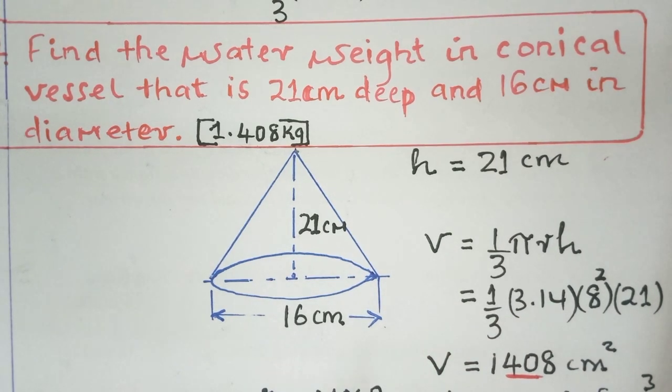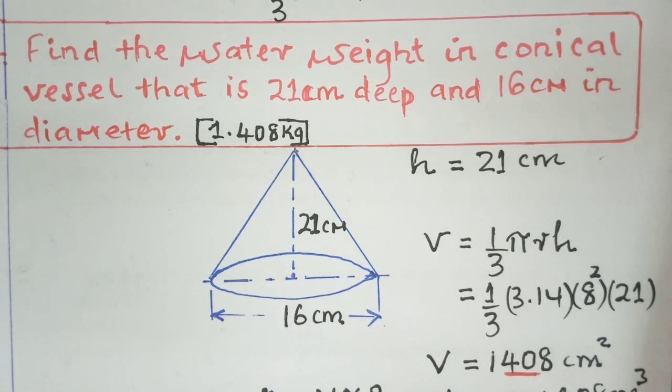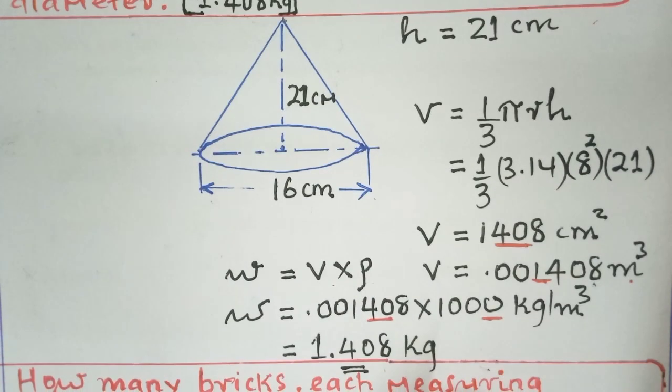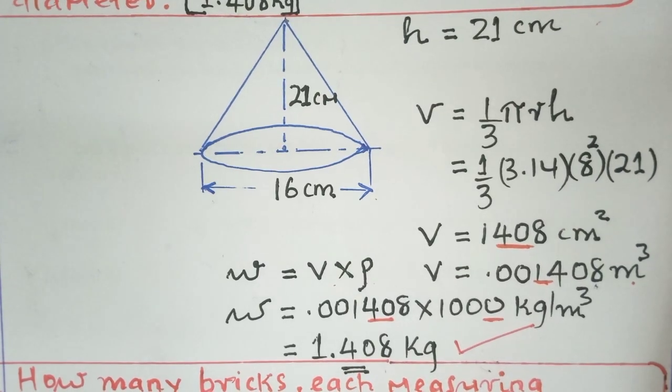After we get the volume, now we can multiply by the density. This is the volume in meters cubed, and this is the density in kilogram per meter cubed. When you multiply, now you can be able to get your weight, and that is the weight in kilograms.